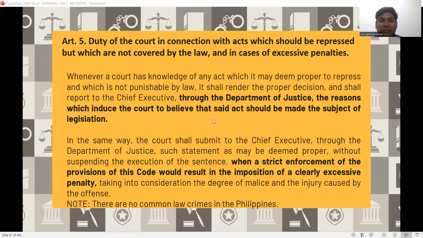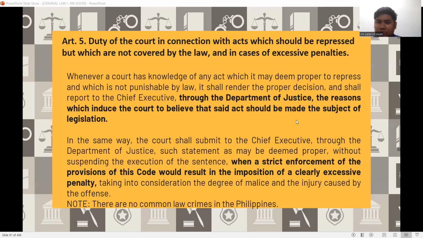So Article 5, duty of the court in connection with acts which should be repressed but which are not covered by law, and in cases of excessive penalties. So whenever a court has knowledge of any act which it may deem proper to repress, but dili siya punishable by law, what will the court do? It will render the proper decision. He will acquit because there is no law punishing such an act. But he must report to the chief executive, the president, through the DOJ, the reasons which induce the court to believe that said act should be made the subject of legislation.